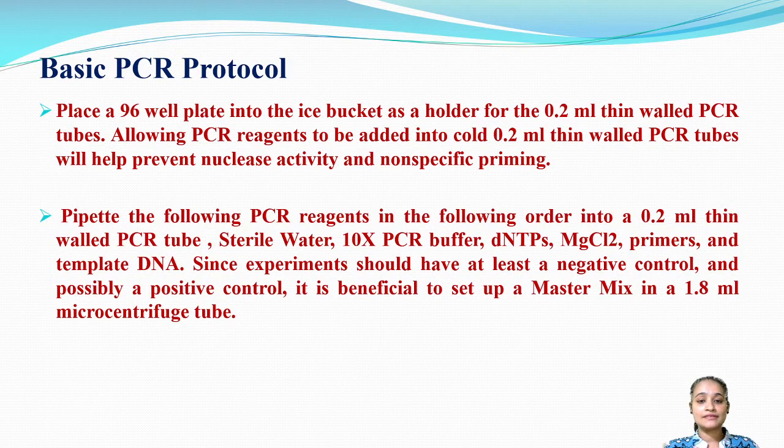Pipette the following PCR reagents in the following order into a 0.2 ml thin walled PCR tube: sterile water, 10x PCR buffer, dNTPs, MgCl2, primers, that is both forward and reverse primers, and your template DNA. Since an experiment should have at least a negative control and possibly a positive control, it is recommended to set up your master mix in a 1.8 ml or a 2 ml microcentrifuge tube.